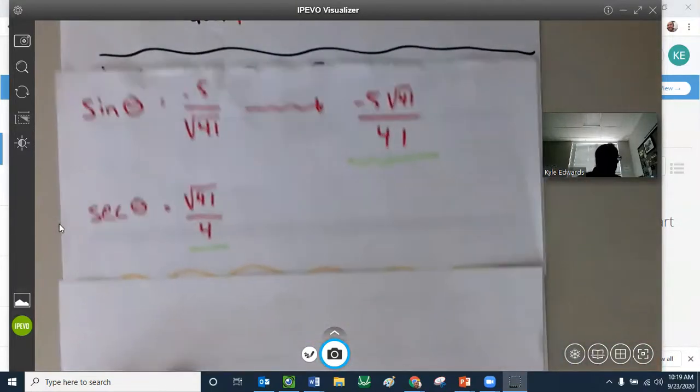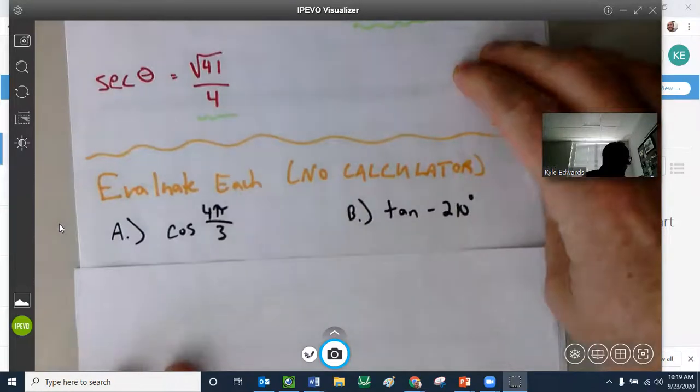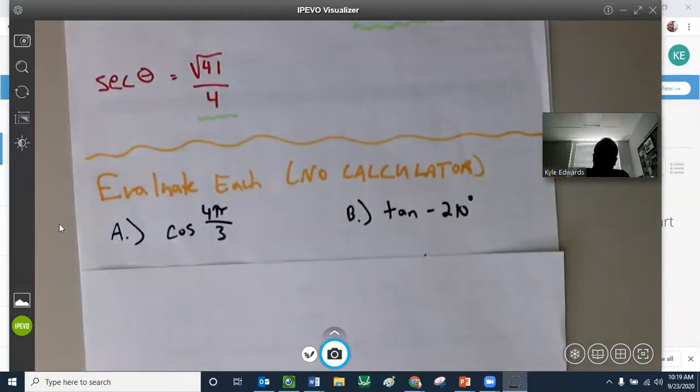Okay, to finish these notes up, I have 2 more questions for you. Without a calculator, part of your test will be able to do this without a calculator, so get used to it. Evaluate the cosine of 4 pi over 3. And evaluate the tangent of negative 210 degrees without a calculator. Make it happen.